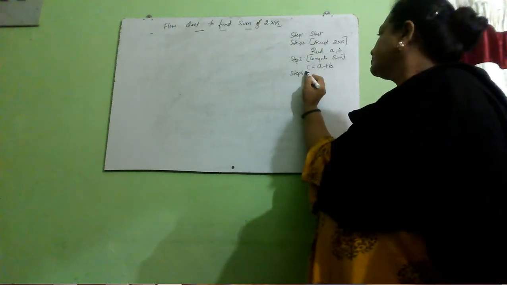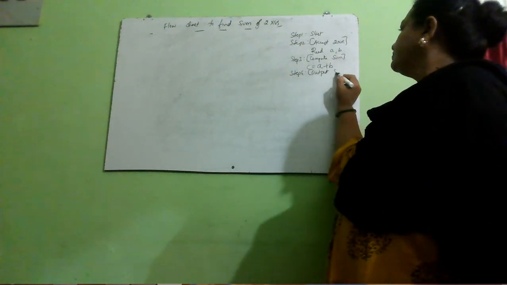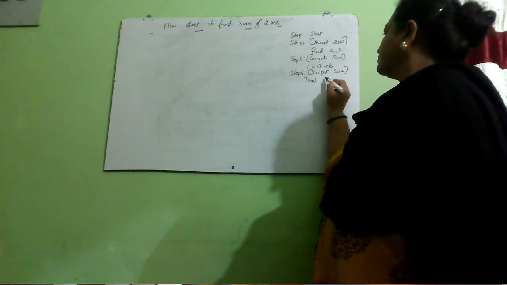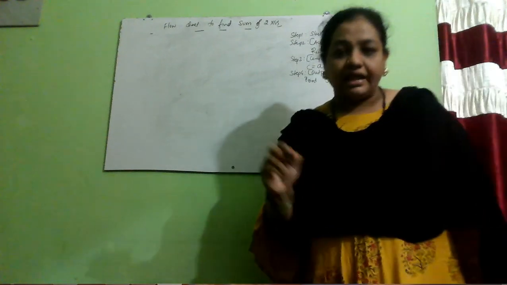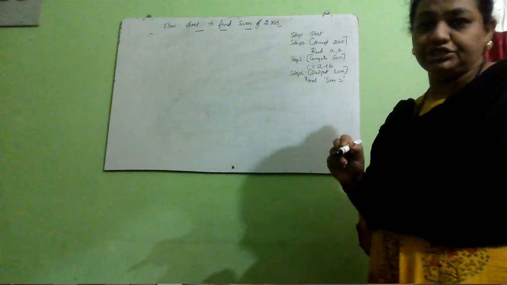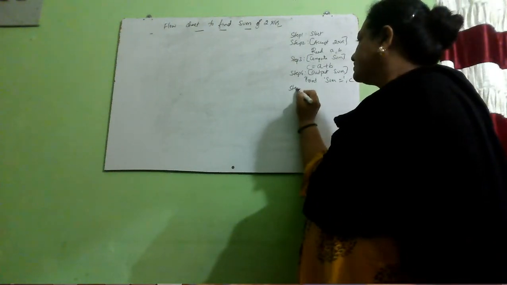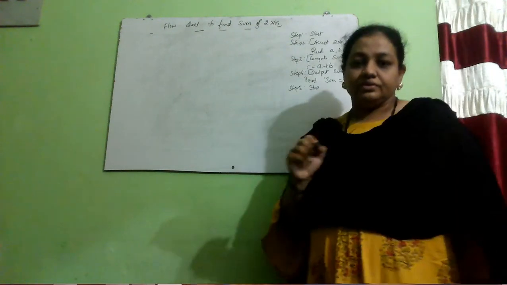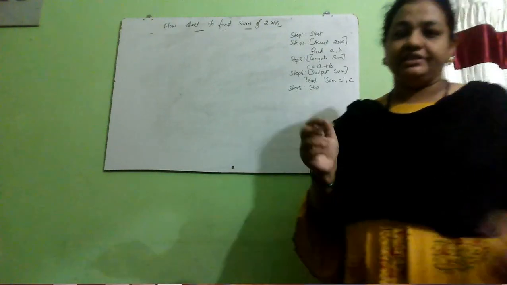So in the algorithm we had written step 1, start. Step 2, we have to accept two numbers. That is, we have to read the two numbers. Assume the first number is A and the second number is B. A can take any value and B can also take any value.